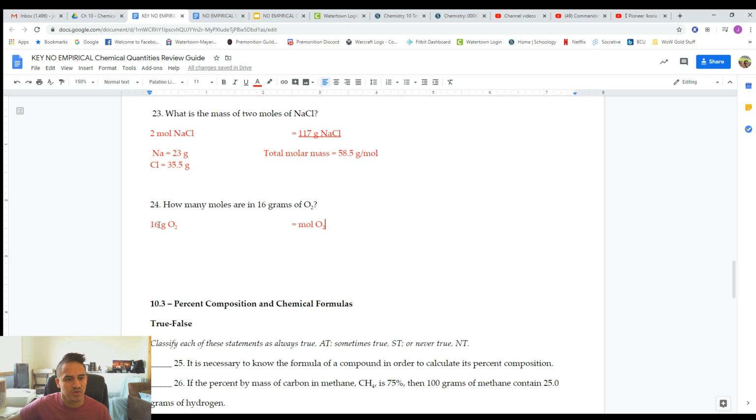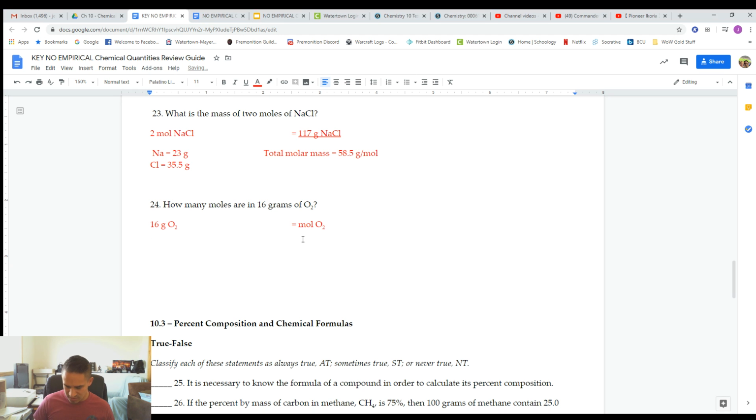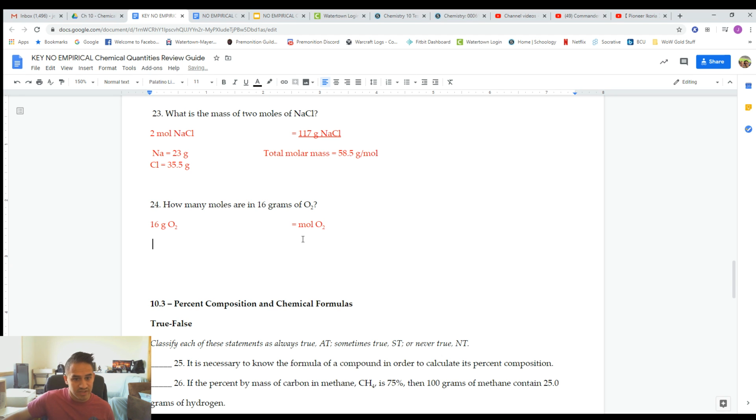So just like in the previous ones, we're going from grams to moles or moles to grams. We're going to need to know molar mass to do this problem. So let's find our molar mass here. We have 2 oxygens, and on the periodic table, oxygen has a mass of 16 grams. We're going to times that by 2 because there are 2 of them here. So the molar mass is going to be 32 grams per mole.